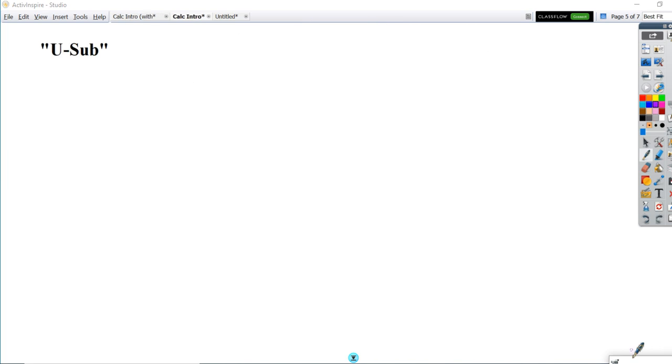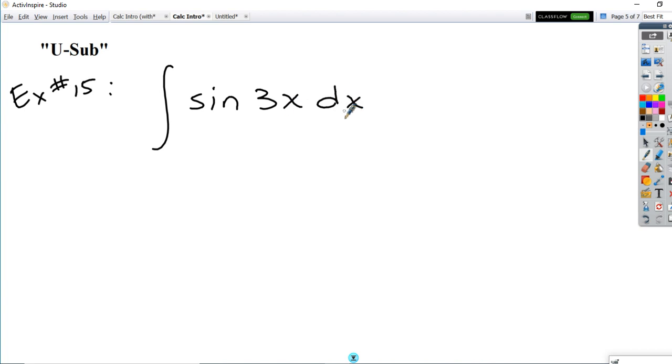Alright, so for u sub here, I'm only going to go over one example just so you can see how we can use u sub in reference to integrals. So we've done it before with derivatives, now with integrals. So let's say we had an integral like sine 3x dx.